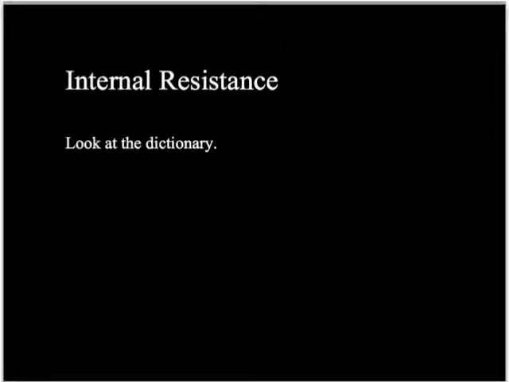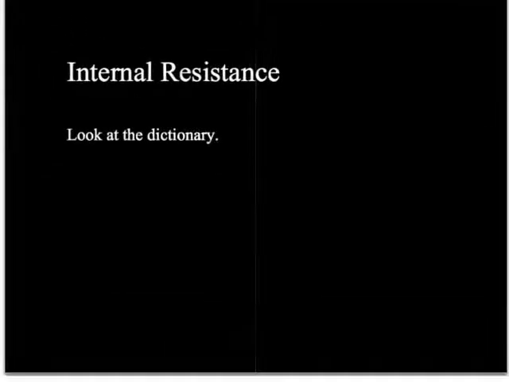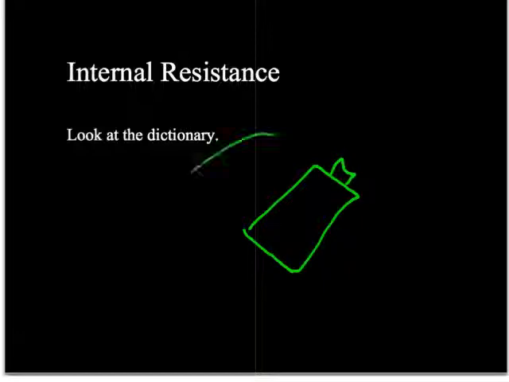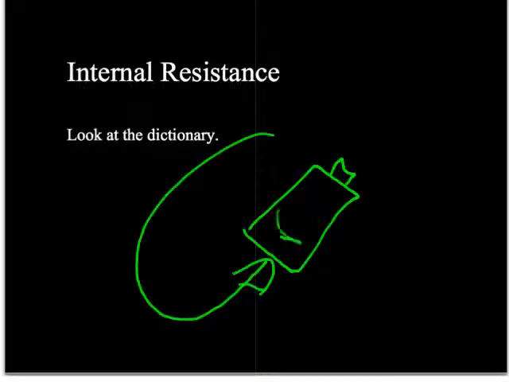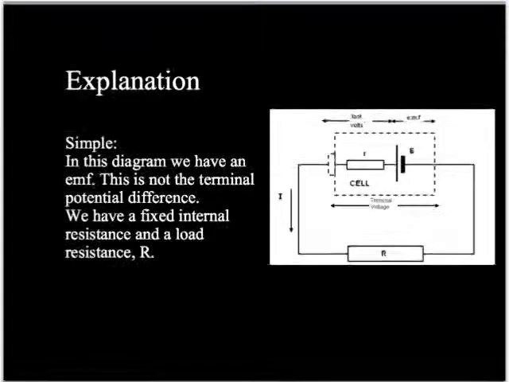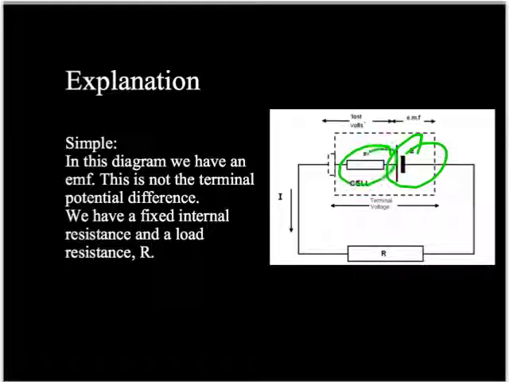Every device has an internal resistance. Current still needs to flow through a battery, and it's not a perfect conductor inside the battery. So if you have a cell, when current flows through that cell, there's still some sort of resistance inside that cell, and generally we denote it with a small r. So here's an example of a circuit. We have an EMF, we have a resistance inside the cell, and we have a load resistance.